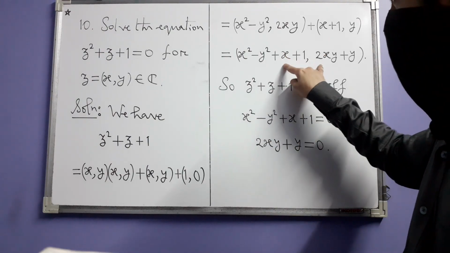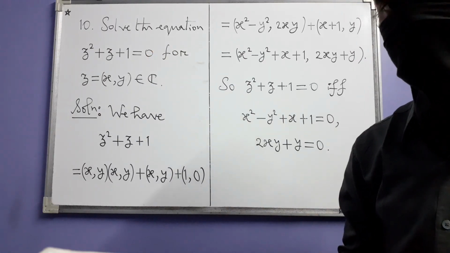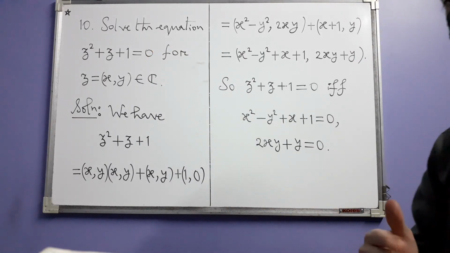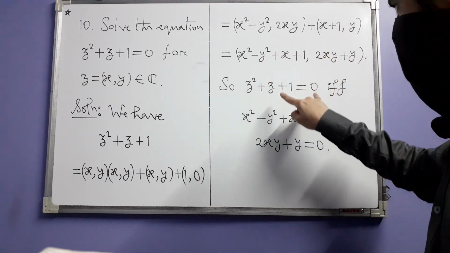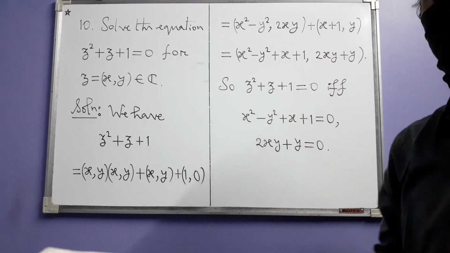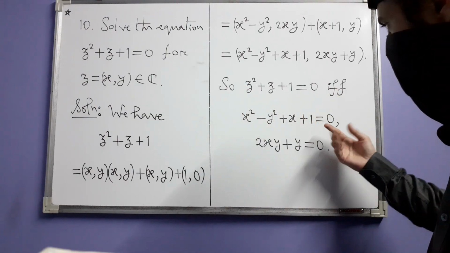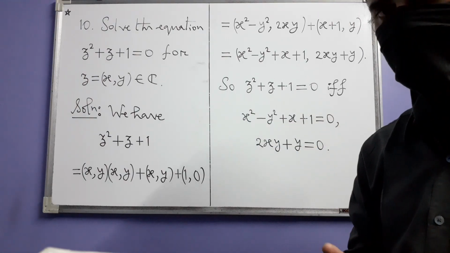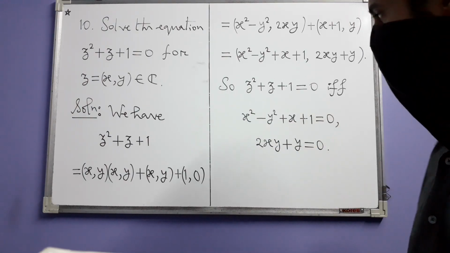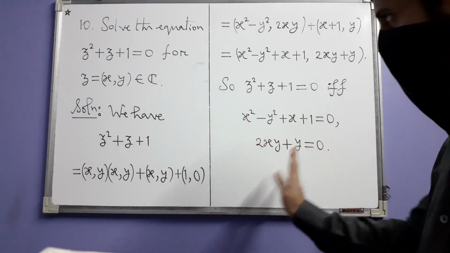Now if this complex number has to be equal to 0, where 0 here means (0, 0), then by the definition of equality of two complex numbers, both real and imaginary parts have to be 0. So this is 0 if and only if this is 0 and this is 0. In these two equations, however, we do not have complex numbers anymore. We have only real numbers. x and y are real numbers.